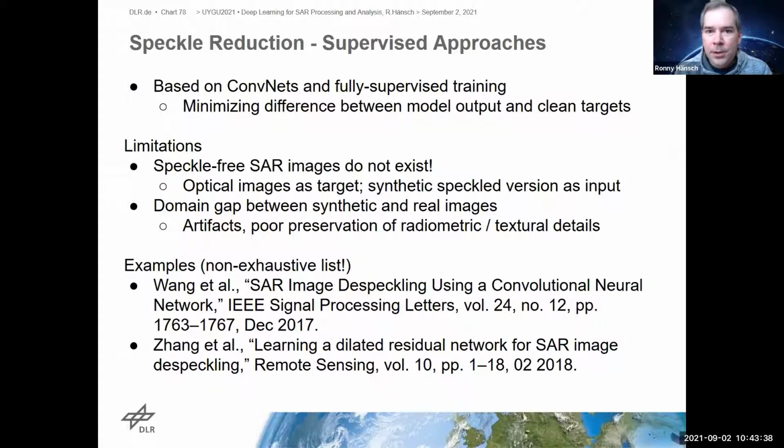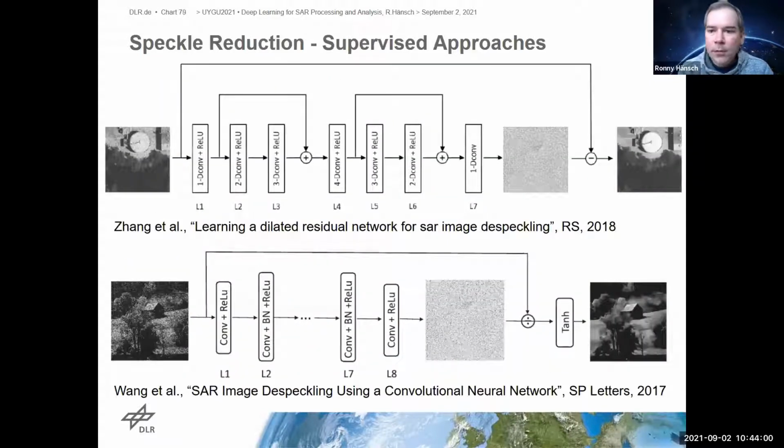An optical image does not have the same geometry as a radar image, as you might remember from my talk before, right? So those shadow areas, those layover artifacts, and so on, they are simply not there, right? A SAR image is not an optical image with speckle, right? So there is a certain domain gap between what you have trained your neural network on and real images. Nevertheless, it works to some extent, right?